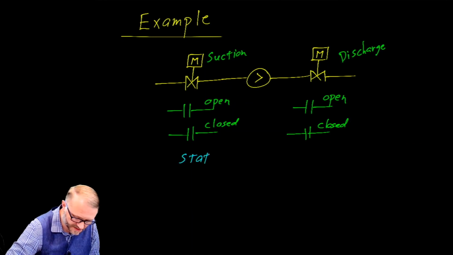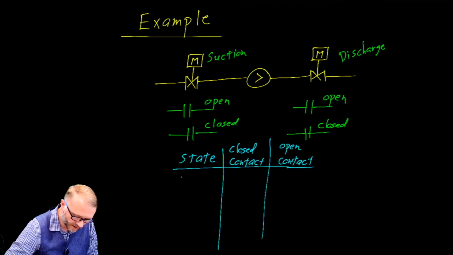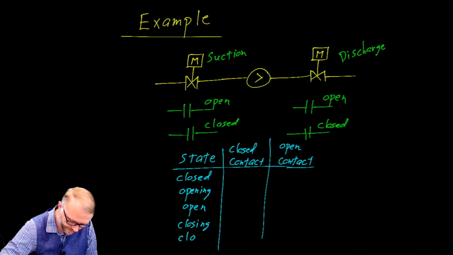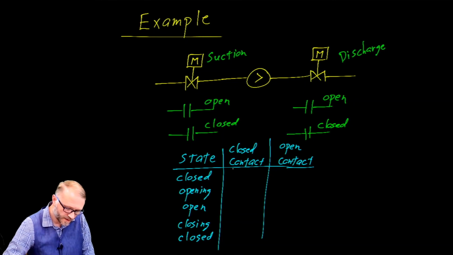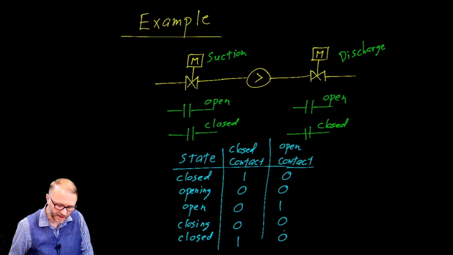So we're going to call this the state of the valve. Our states were closed, opening, open, closing, and closed, back where we started. When we are closed, the closed contact is true, the open contact is false. When we are opening, they are both false. When we are open, the open contact is true. When we are closing, they are both false. And when we are closed, we're back where we started. The closed contact is true. The open contact is false.